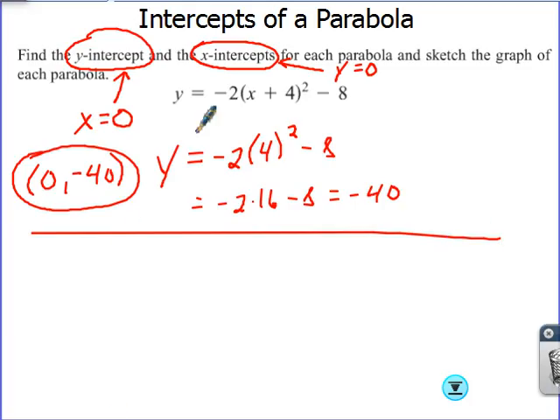In order to find an x-intercept, plug in 0 for y. 0 equals negative 2 times x plus 4 squared minus 8. Okay, let me caution you. Let me save you some time here. A lot of people are going to want to square that out.